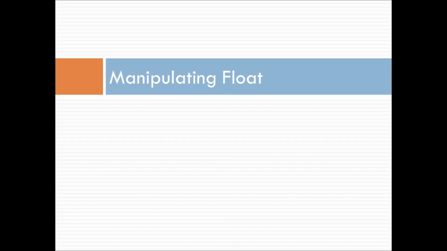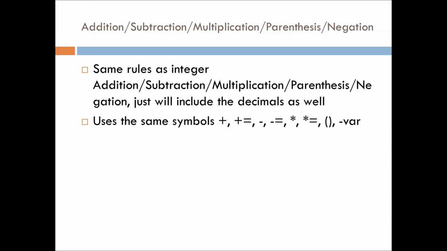Alright, let's move on to floats. This should be pretty easy since a lot of the same concepts for integers apply to floats. So, addition, subtraction, multiplication, parentheses, and negation are all the same as integers whenever it's with floats, except you might have decimal points this time. It uses all the same symbols. On this minus var, I just did that for the negation to show you, oh hey, you use the minus sign in front of the variable name.